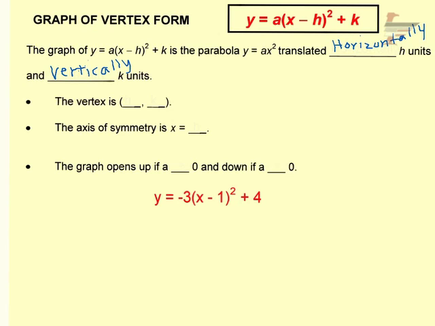Now the other thing you need to remind yourself, sometimes I call h the tricky h. So in other words, it's always the opposite of what you think. So I'm just going to remind you that. So if it says plus 6, you actually go to the left 6 and vice versa.